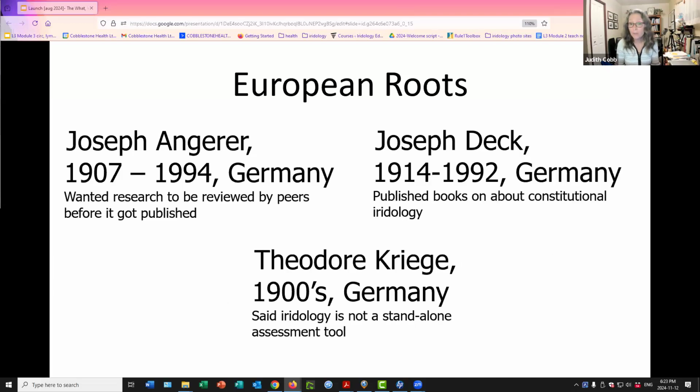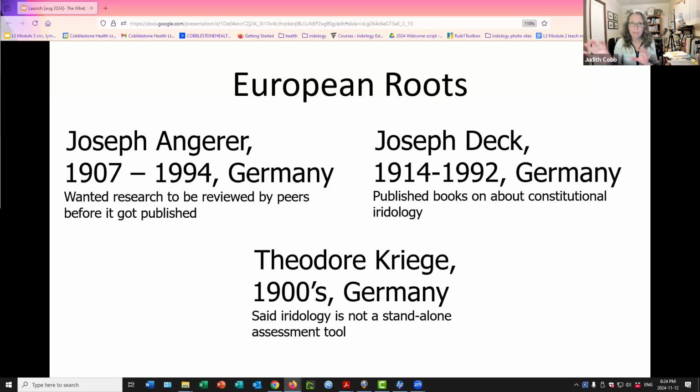Josef Angerer in Germany again wanted research to be reviewed by peers before it got published because so many people were publishing theories and people were reading these books and accepting it as proven and hard and fast and true, and we can rely on this, not realizing that they were reading theories. And that's where a lot of the conflicting information still comes from, is those theories that have since been disproven. Angerer became a naturopath. He was actually a student of Schnabel's as well.